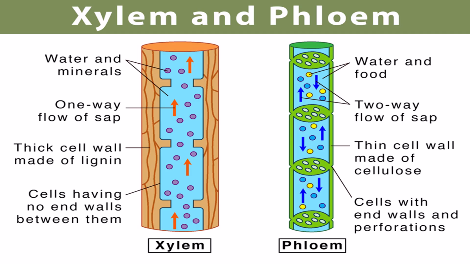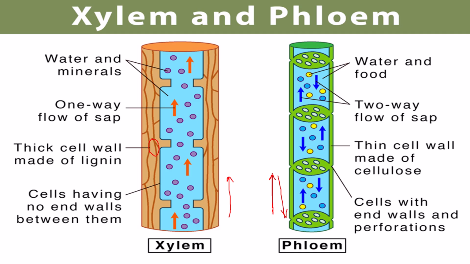Now, let's see how xylem and phloem transport. As I have told you, xylem only transports upward, okay, and phloem transports both upward and downward. Make sure of this point. See, water and minerals: one way flow of sap. Thick cell wall made with lignin. The cell walls of this tissue are made with lignin. Cells having no end walls between them. Water and food, see, they go together. Two way flow of sap.